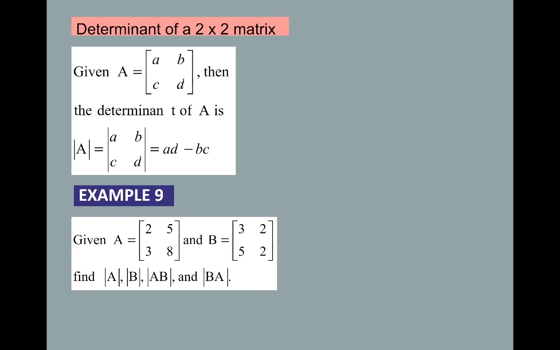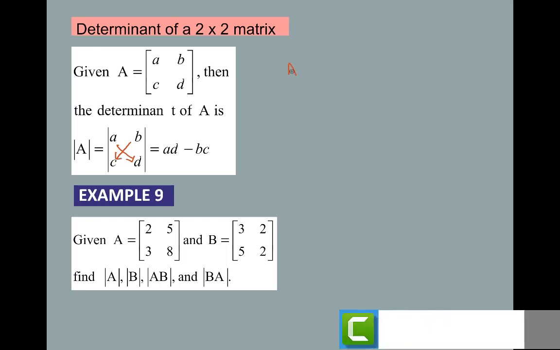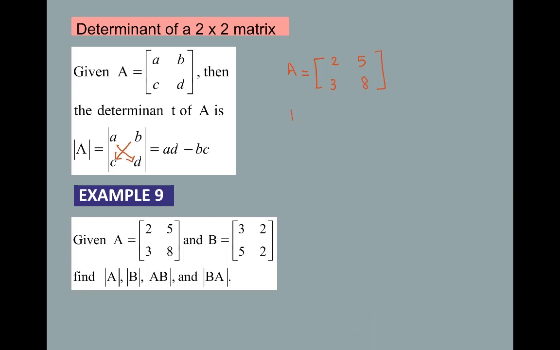So, what is the determinant of a 2 times 2 matrix? It is given by AD minus BC. We can try this with matrix A. Given that matrix A is 2, 5, 3, 8. How do we find the determinant of A? It's going to be AD. AD is 2 times 8, 16, minus BC. BC is 5 times 3, 15. So 16 minus 15 will give us 1.